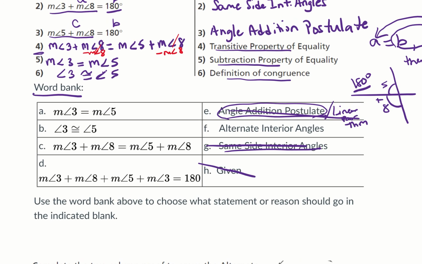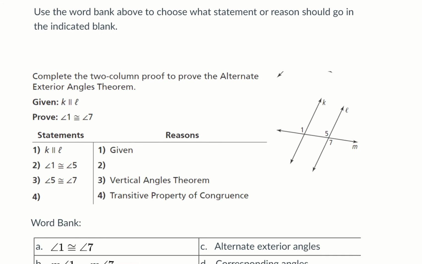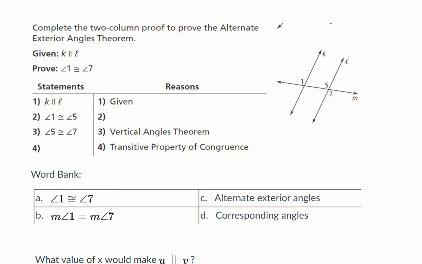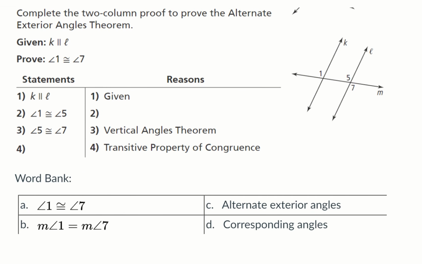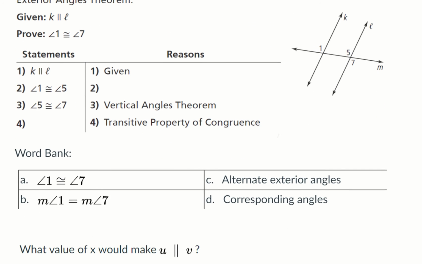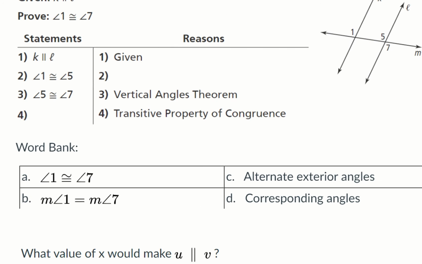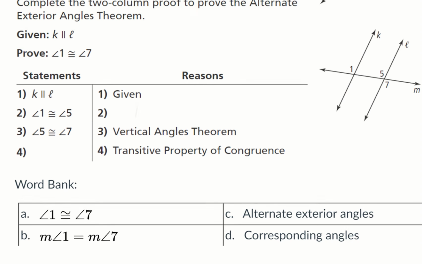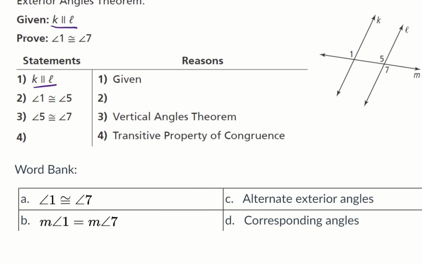Right? And of course, I crossed these out. I've used these parts in the bank. All right, so let's look at the next one. Complete the two-column proof to prove the alternate exterior angles theorem. Okay, so we have, again, another word bank. So it says we're given that K is parallel to L.